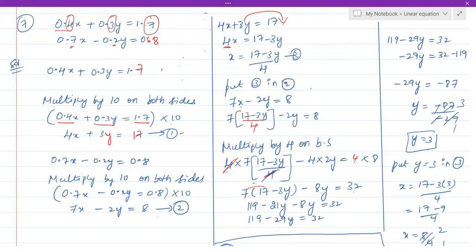Now we did two different types of problems. One is coefficients are fractions. What you have to do, take LCM and solve it. If we have got decimals, again convert into integers by multiplying by 10 or 100. Okay. This is all about the substitution method.